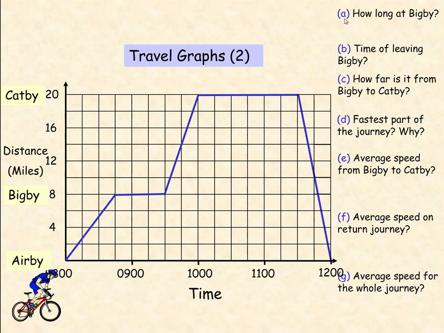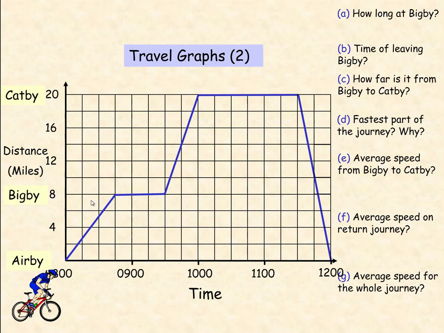Question 1, or question A even. How long do they spend at Big B? So this time, our graph shows distance against time, and you travel from Air B through Big B to Cat B, and we've got a time here in hours. Now, in between each hour, we've got 1, 2, 3, 4 squares. So if we say 1 hour divided by 4, that's the same as before. So 15 minutes each square.